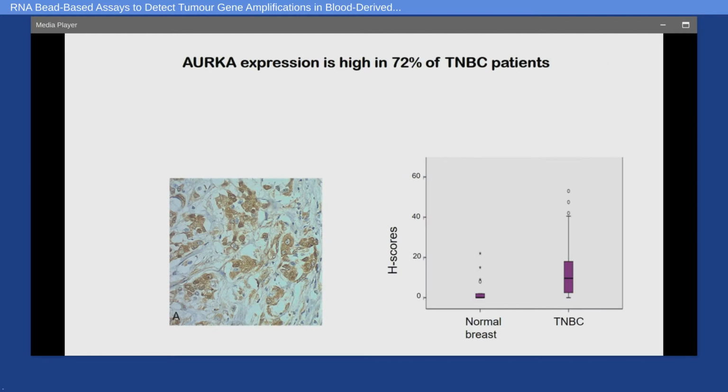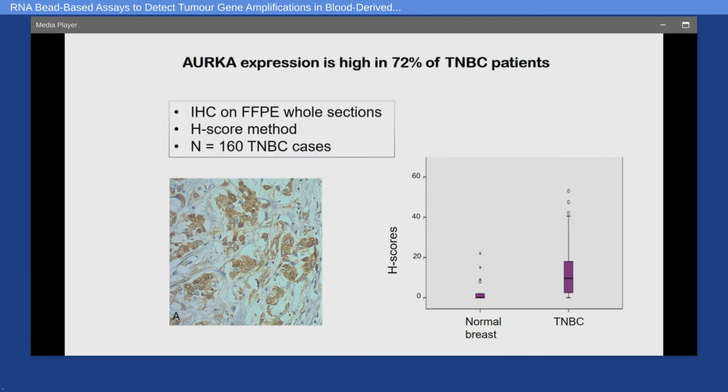Of course, we also did a lot of work on our TNBC patient material, and to our surprise, AURKA is expressed at a high level in more than 72% of TNBC patients. Here we used immunohistochemistry on FFPE whole sections. We did the H scoring, and we used 160 cases for this particular experiment. And here you can see the increase in the H scores of Aurora kinase A, or AURKA, in the TNBC patients.